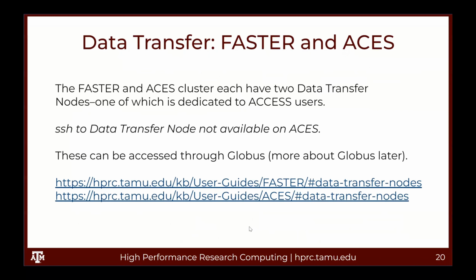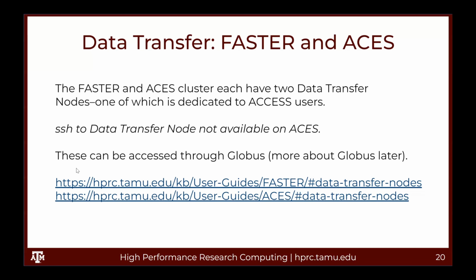And in case of FASTER ACES, we have two data transfer nodes in this case, one of which is dedicated to ACCESS users. So as you know, if you have an ACCESS ID, you can have access to both FASTER and ACES. So one of the data transfer nodes is dedicated to ACCESS users. And second thing is that you cannot directly SSH to a data transfer node on ACES. So that's not possible here.